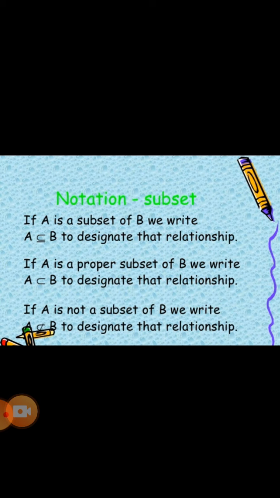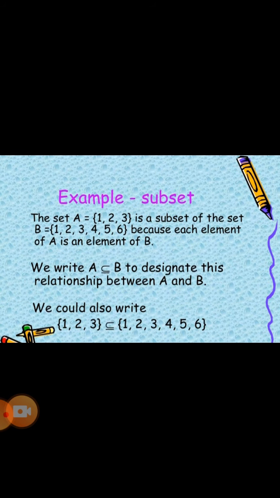If A is not a subset of B, we write a symbol that represents that A is not a subset of B to designate that relationship. Here we have some examples of subsets. A set A is a subset of the set B because each element of A is an element of B. In set A we have 3 numbers: 1, 2 and 3, and in set B we have 6 numbers: 1, 2, 3, 4, 5 and 6. Set A is a subset of B because all the elements of set A are included in set B.